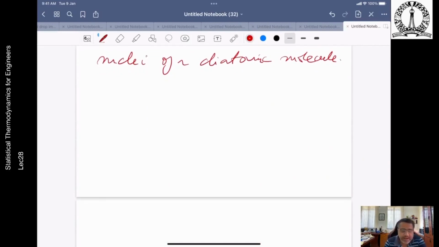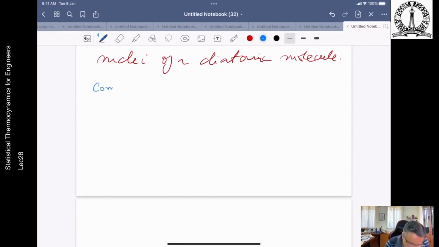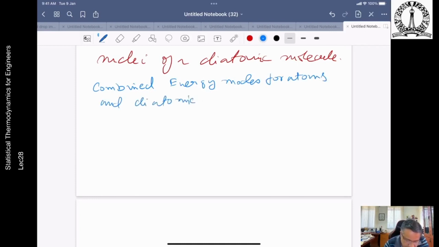Now we can write down the combined energy modes for atoms and diatomic molecules.